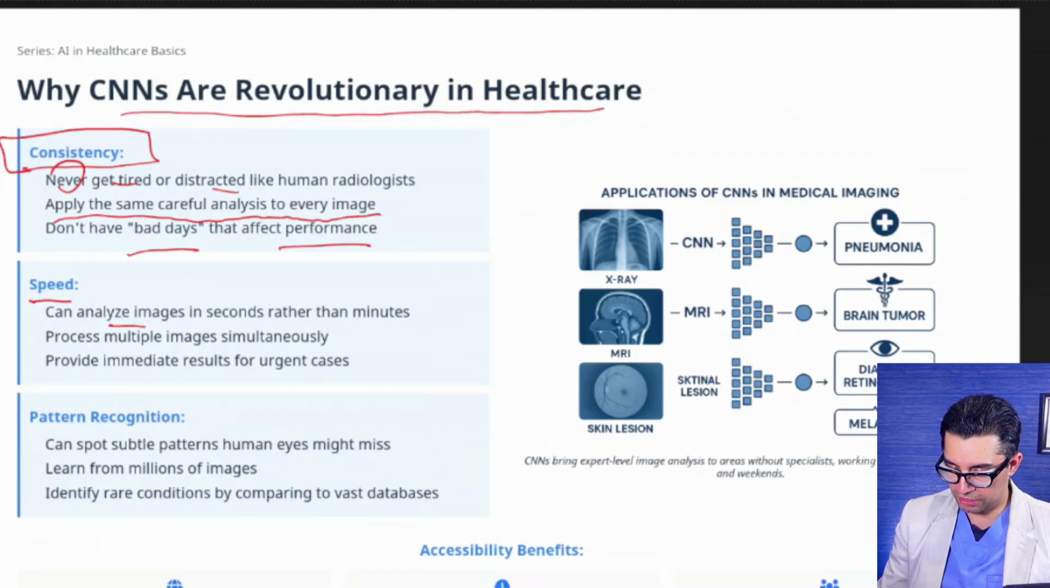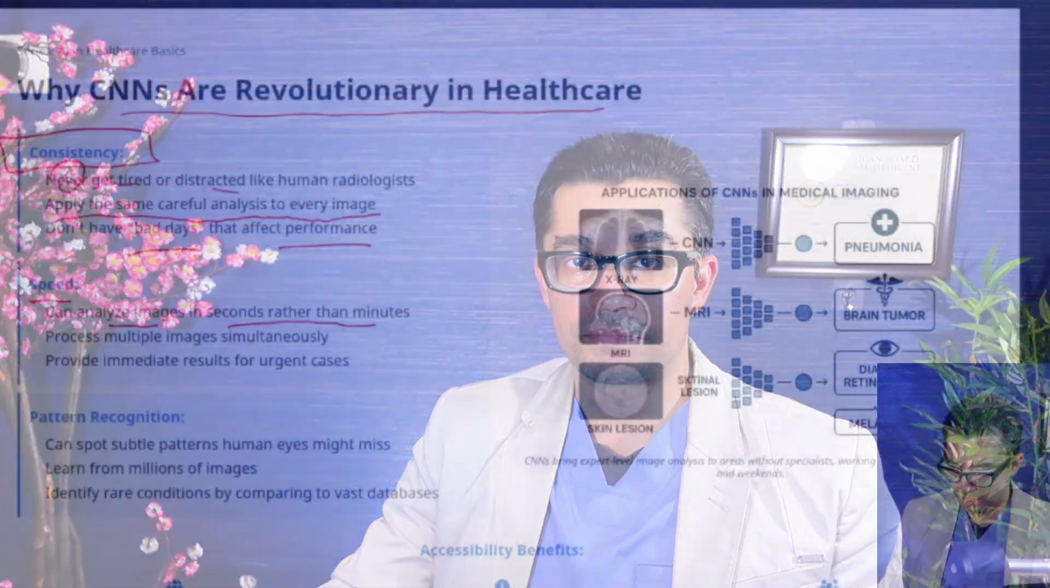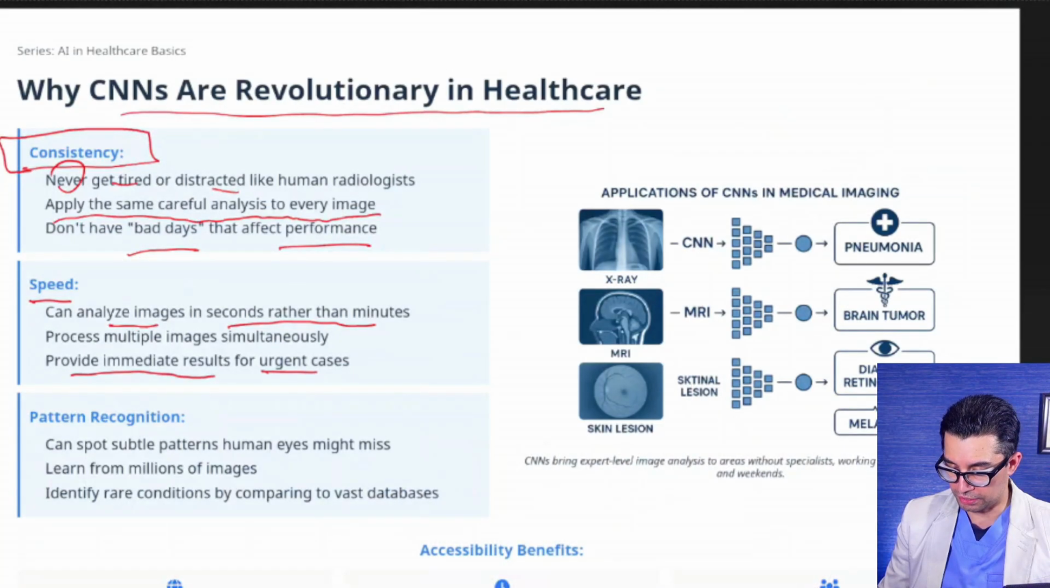Speed. They can analyze images in seconds rather than minutes. Even though trained radiologists can do it pretty quickly as well. However, not everyone is fully trained as an experienced radiologist. And more importantly, they provide immediate results for urgent cases. You are in a remote area, perhaps, or even in a tertiary care center. Tertiary care centers can be very busy. One doctor may think something is important for their patient. Somebody else or a radiologist might not think that that case is as important as whatever other cases he or she is dealing with. This will hasten up a lot of image reads and detections.